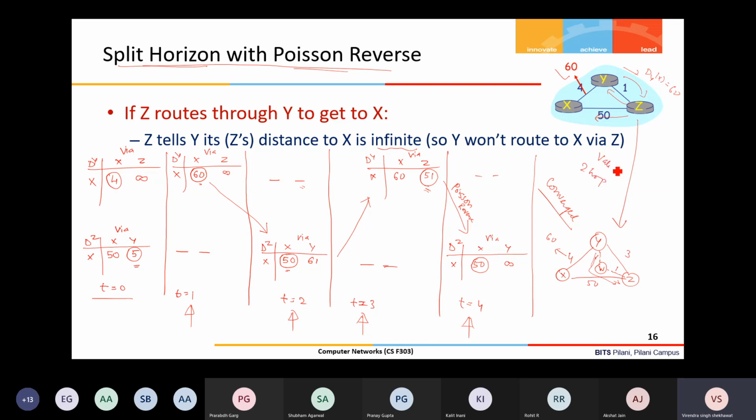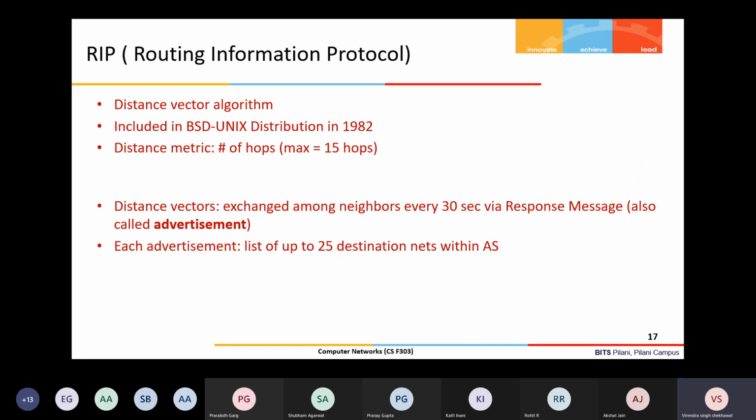It works only for 2 hop loops, not for more than 2. So that's a limitation, and that's why the convergence time of this algorithm is usually more in general for the distance vector. Okay. Now we'll see the protocol which is based on this distance vector.